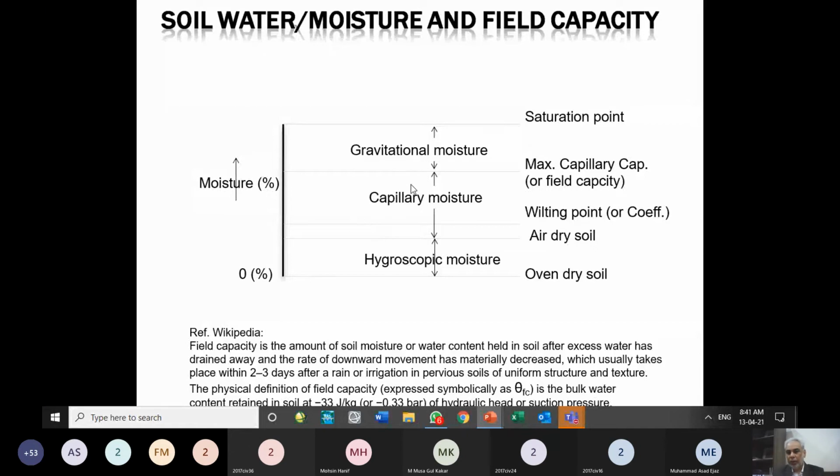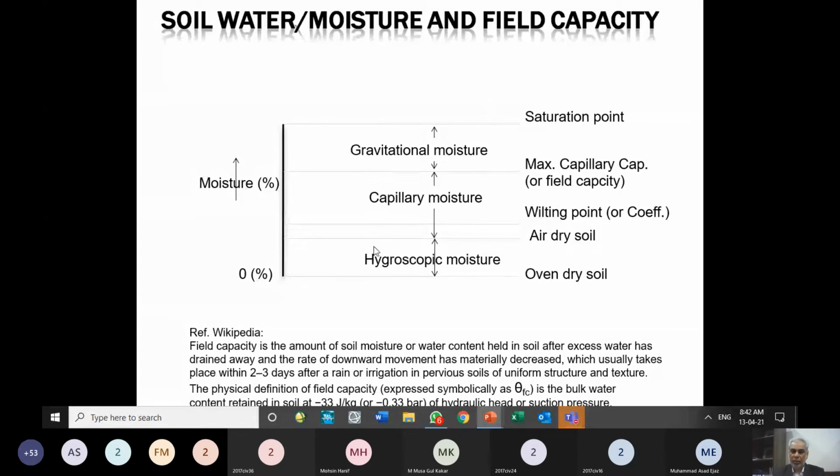We should put that much moisture in the soil which brings the moisture content to the field capacity level, or up to the maximum capillary moisture. Beyond that, any moisture will be called gravitational moisture, and it will drain out of the soil under the action of gravity to the deeper layer.